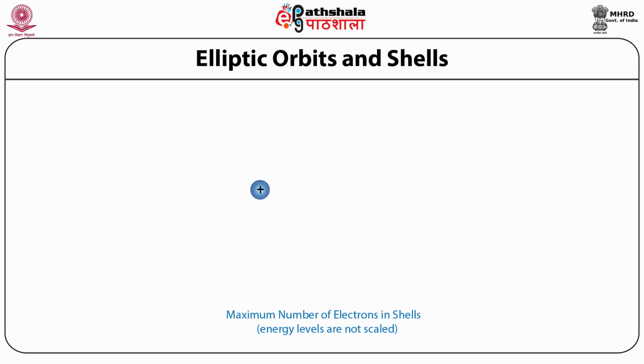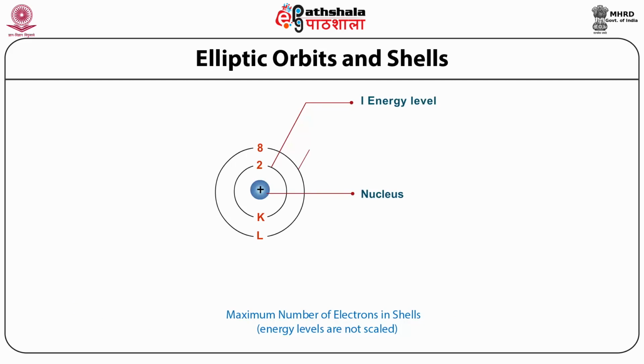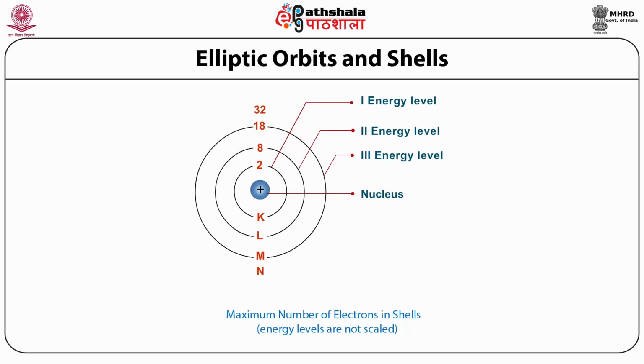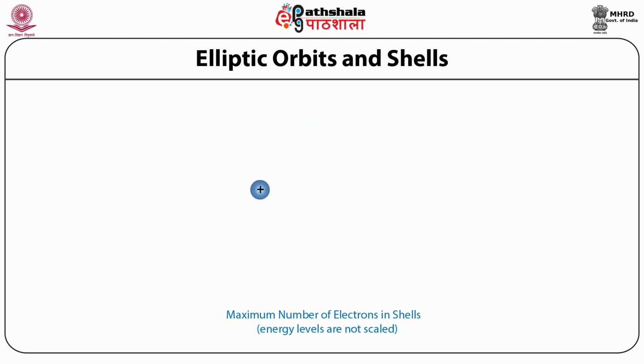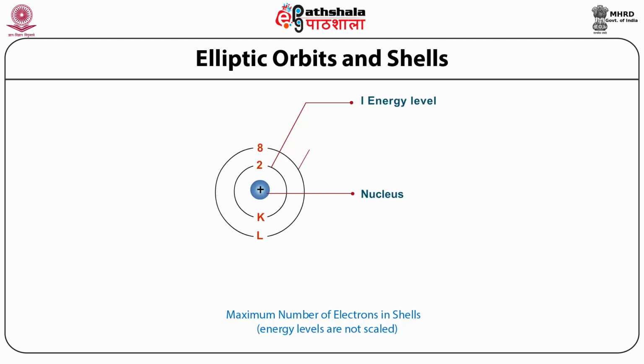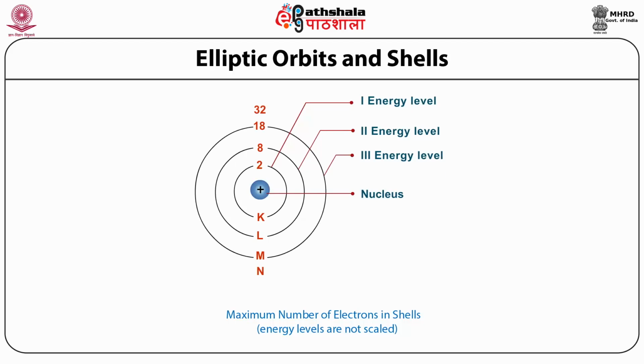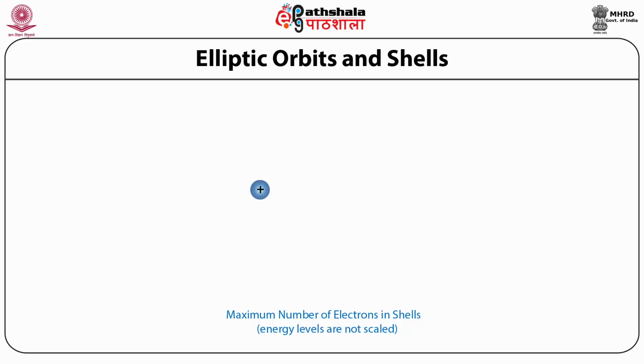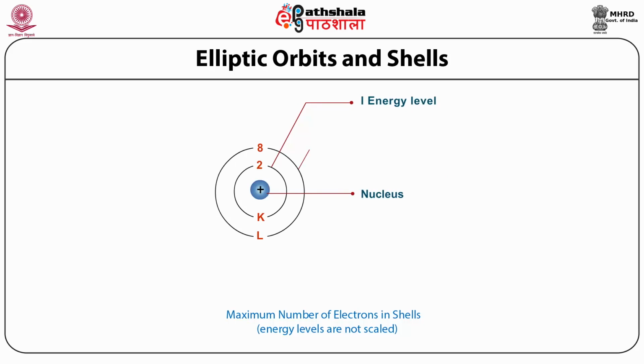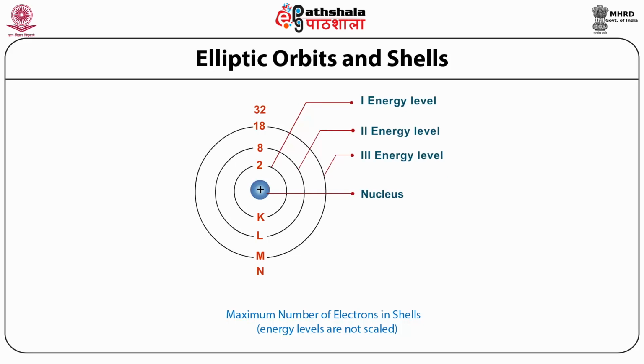This again shows the various shells. The K shell can accommodate 2 electrons, the L shell 8 electrons, the M shell 18 electrons, and the N shell 32 electrons. As I have already told you, the number of electrons is given by the formula 2n squared. So these are the various energy levels in terms of shells.